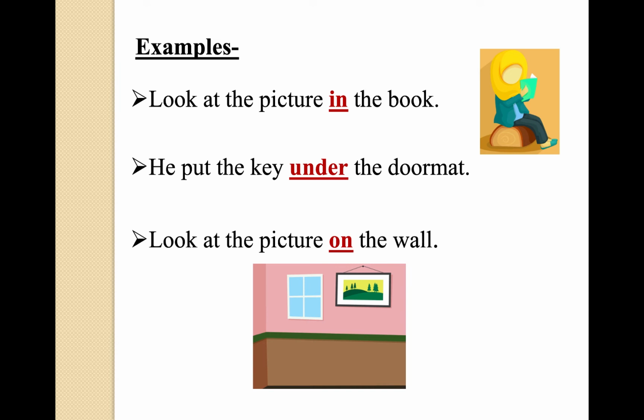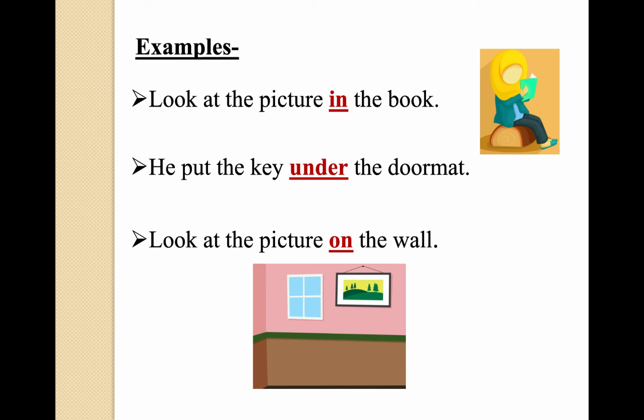He put the key under the doormat. Here, the preposition under tells us about the location of the key with respect to the doormat. Lastly, the example, look at the picture on the wall, tells us about the location of the picture.